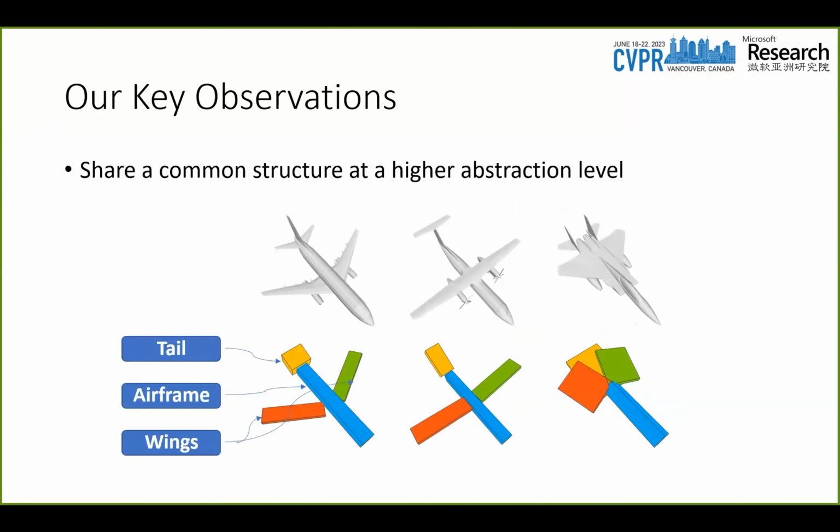So, how can we represent the shape abstractions that can meet all these requirements? We have two key observations. While 3D objects in a class have various structures, they share a common structure at a higher abstraction level. For example, the three airplanes here have different structure details, but they are all composed of one single airframe, one tail, and two wings.